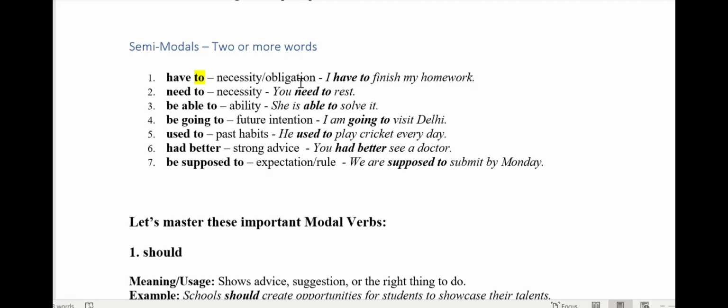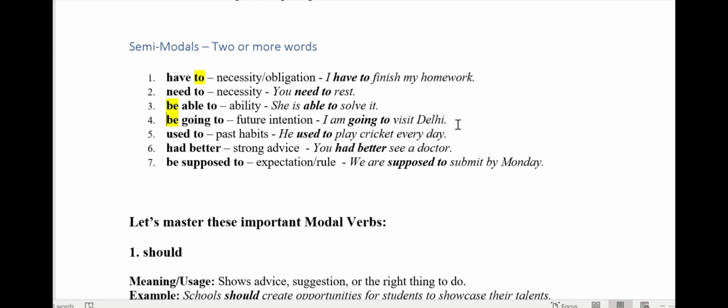Need to. Need to is the necessity. I need to rest. It is the requirement now. It is important now. Be able to. The be forms can be is, am, are, was and were. So that speaks about the ability. She is able to solve it. That means she has the ability to solve it. Be going to. It is speaking about the future intention. It is not the be word here, it is the be forms. So it is, I am going to visit Delhi.